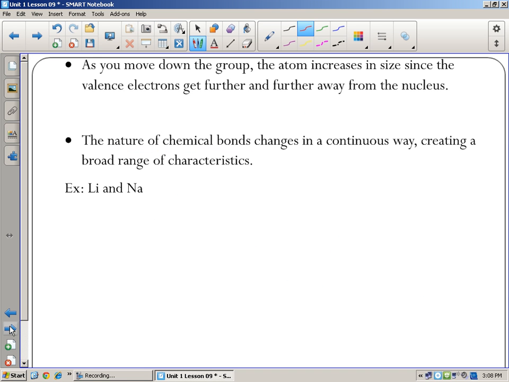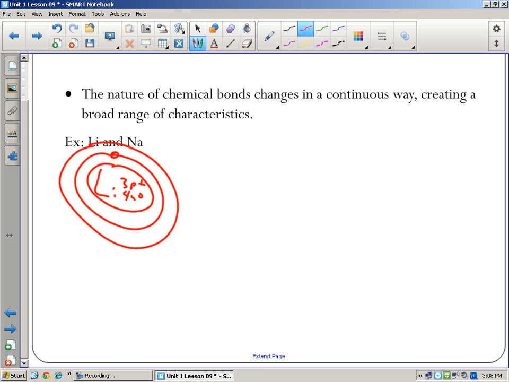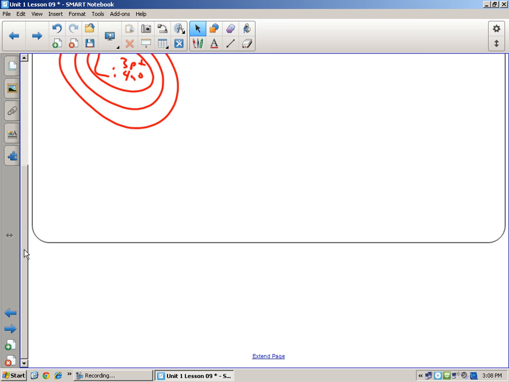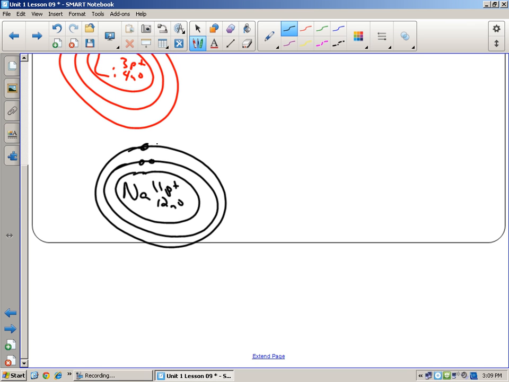Now, what's the trend as you move down a group? As you move down a group, okay, lithium, 3 positives, 4 neutrons. Okay, looks like that there, of course. Sodium, is 11 positives and 12 neutrons. 2, 8, and 1.